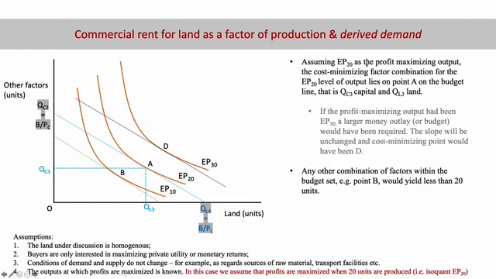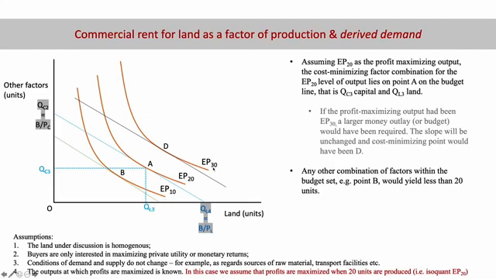We are assuming that EP20 is the profit maximizing output, which means that 20 units when produced will be most profitable for the developer. And the cost minimizing factor combination for EP20 level of output lies on point A on the budget line, that is QC3 and QL3.